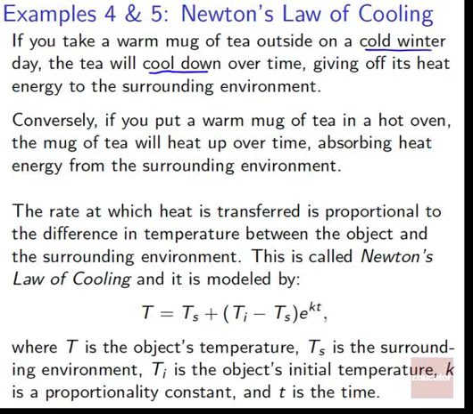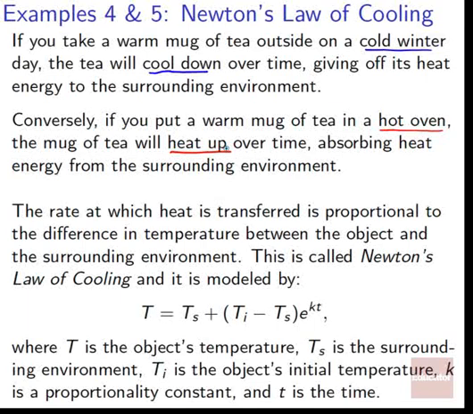Conversely, if you put a warm mug of tea into a hot oven, it's going to heat up because the hot oven is a hot environment. It's hotter than the mug of tea, so it's going to put heat energy into the mug of tea. Our mug of tea will absorb heat energy from its surrounding environment. So if we've got a hot object in a cold environment, the hot object will radiate out energy to the cold environment. If we've got a cold object in a hot environment, it will pick up that energy and become hot, just like the environment it's in.